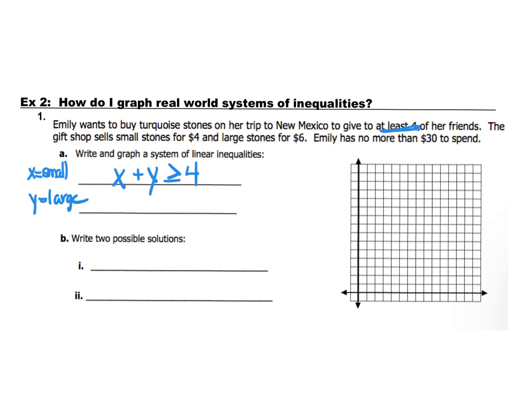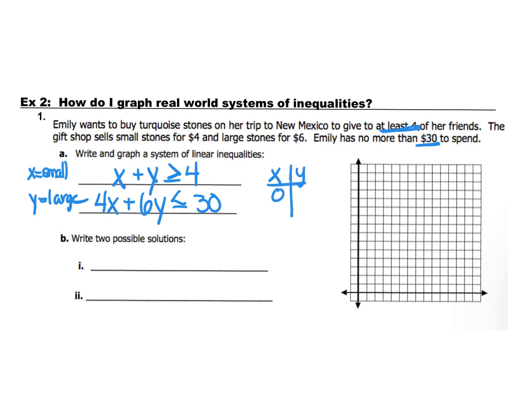And then Emily has no more than $30. Well, we know that the small stones are $4, and our large stones are $6, and we have no more than $30 to spend. Well, we can spend the whole $30, and we can spend less than $30. We cannot spend over that. So then this is what we'll have for our equation.